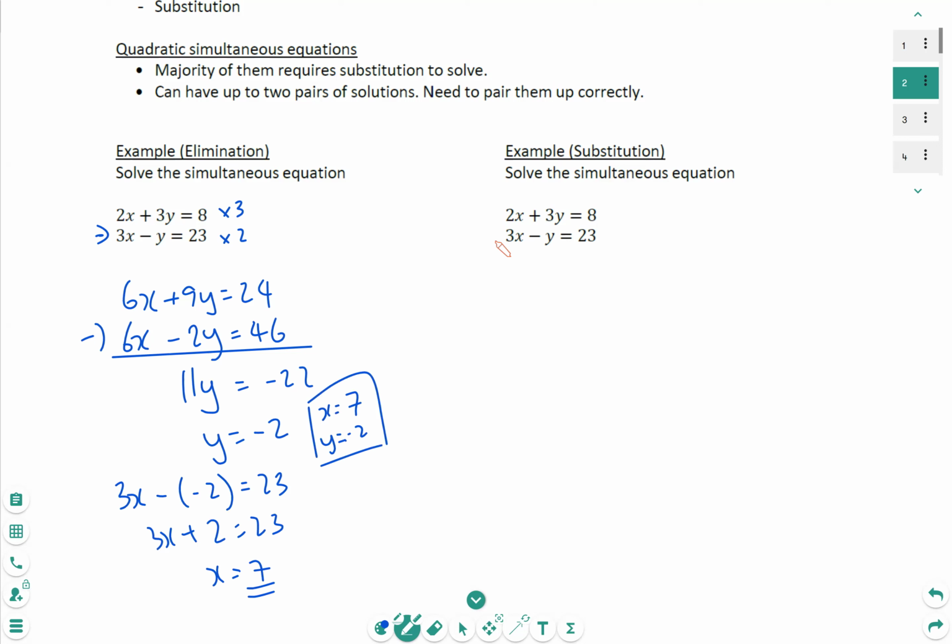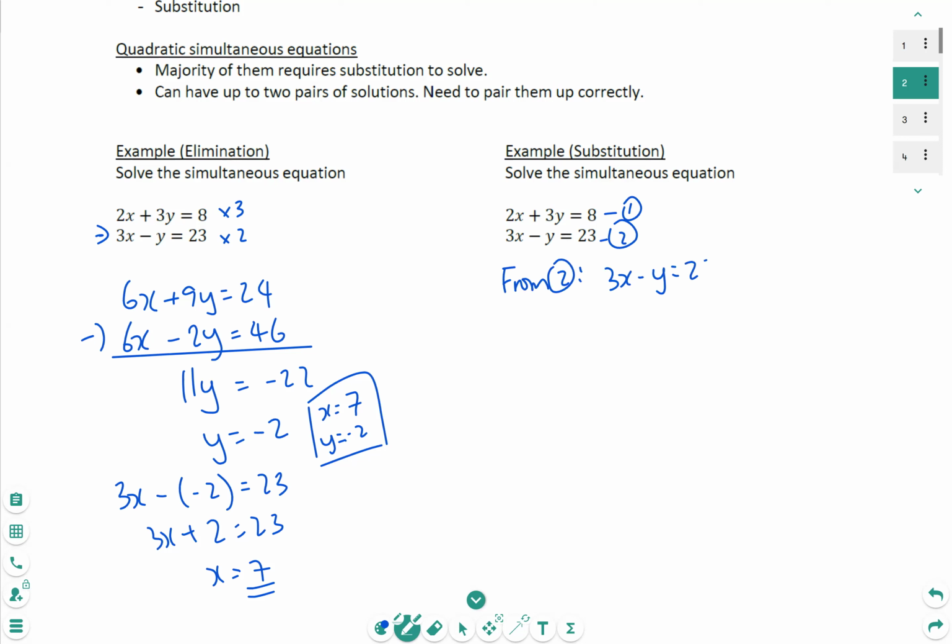Okay, what about substitution? Well, with substitution, you would have to make one variable the subject. Now, why do we need to do both? To be honest, you don't have to do both. You just have to do one of them. In this case, elimination is definitely easiest, but just to make sure you understand the difference between the elimination and substitution methods. In the substitution method, let's call this equation 1, equation 2. From equation 2, we're going to make y the subject.